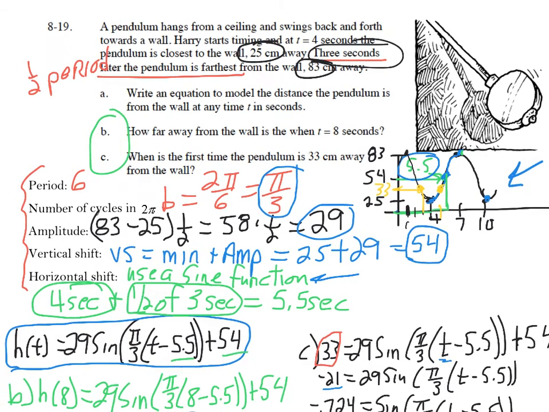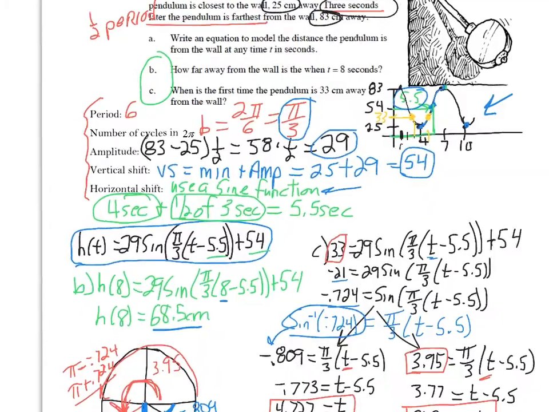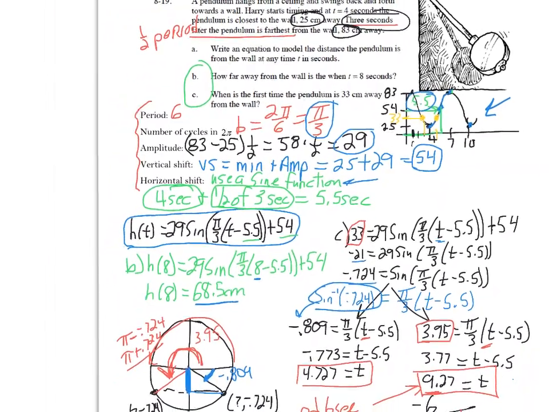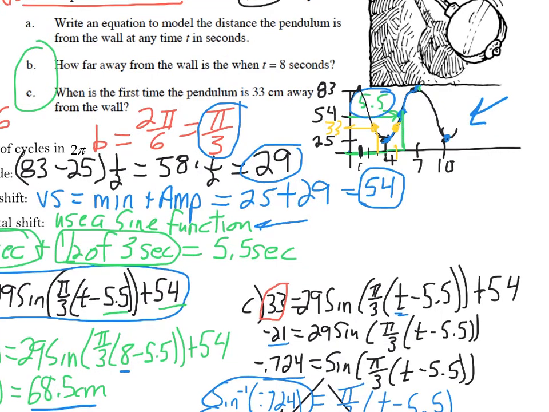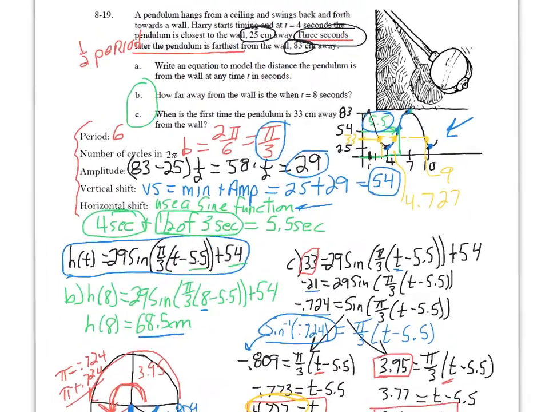That happens to be one of the solutions. That is the 4.727 right there. And then if I continue to extend that line way over here, that was the other solution that we came up with. That was the 9.27.